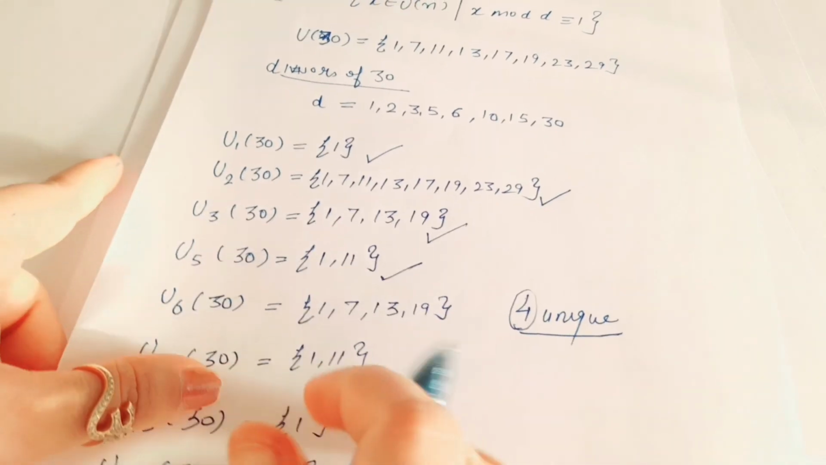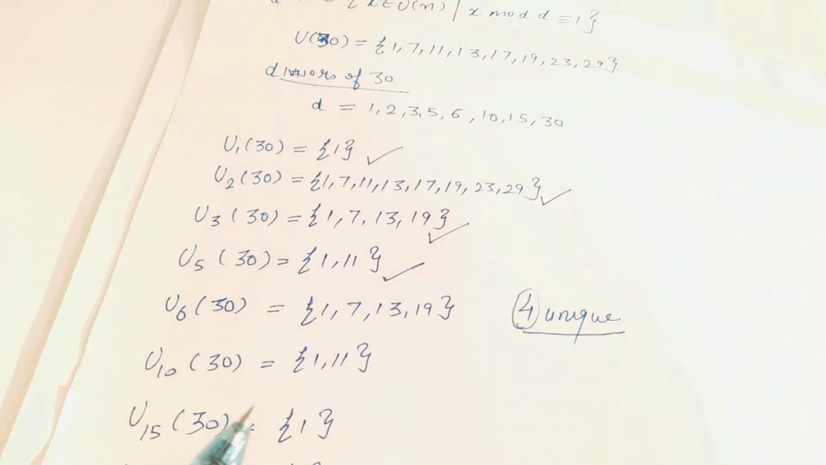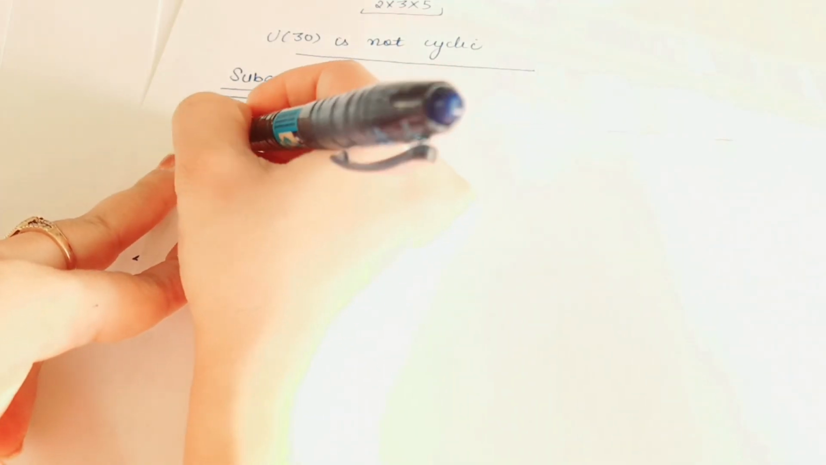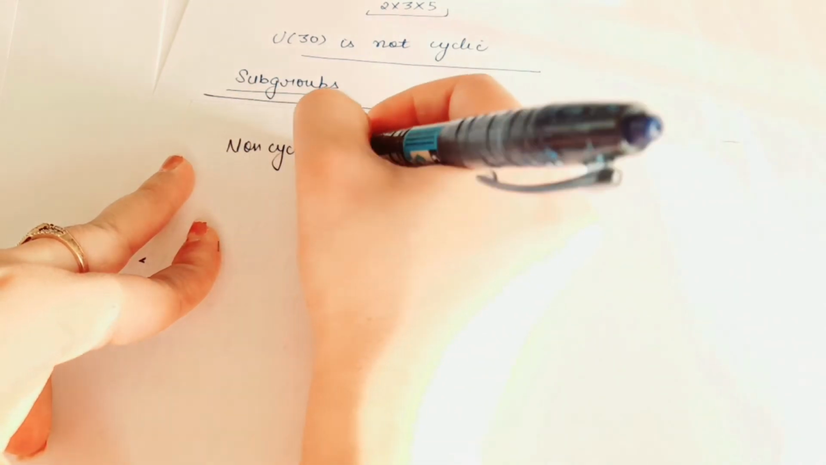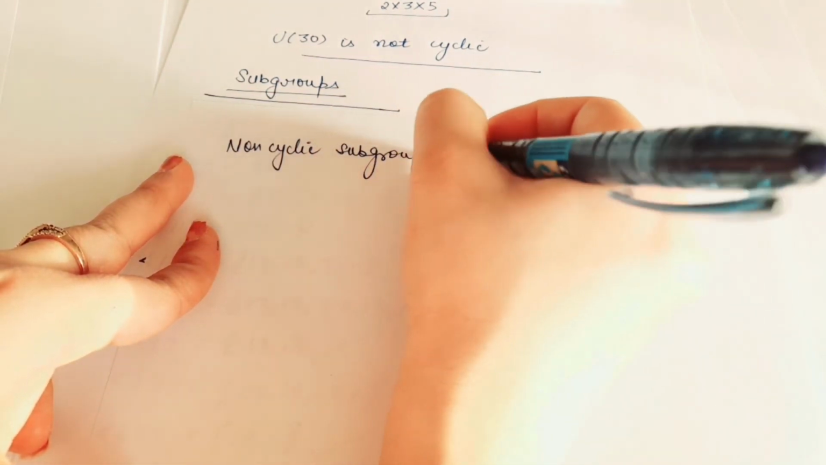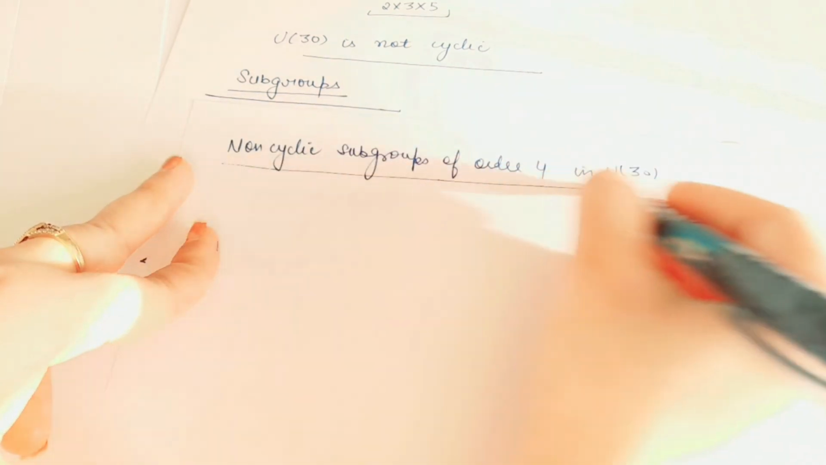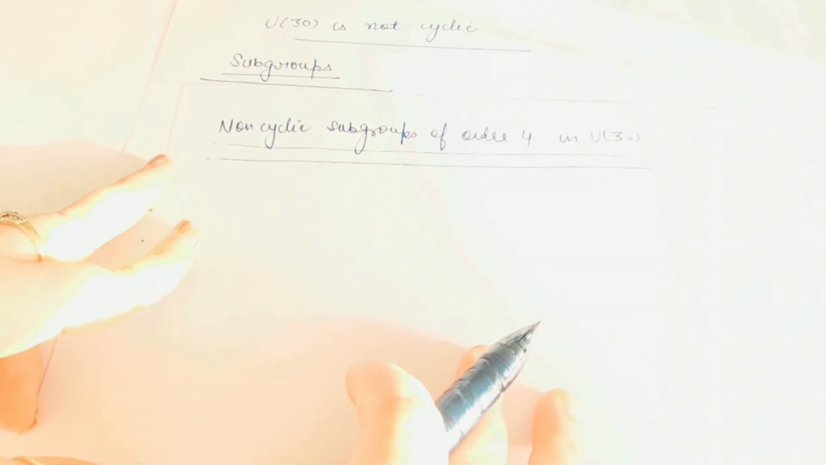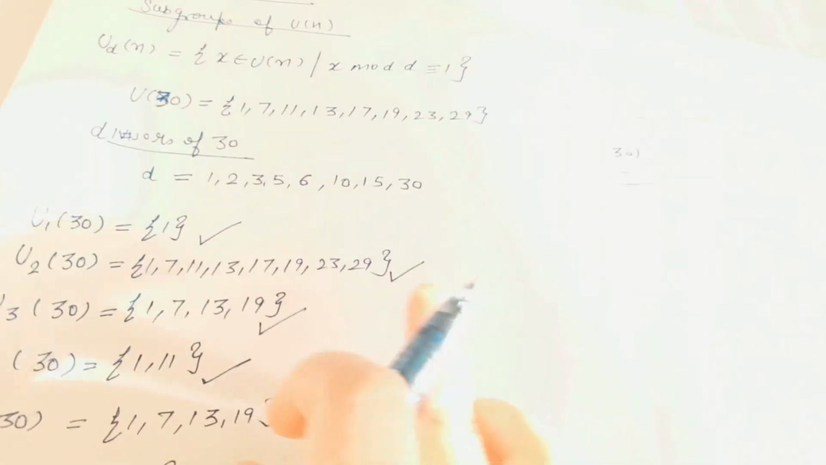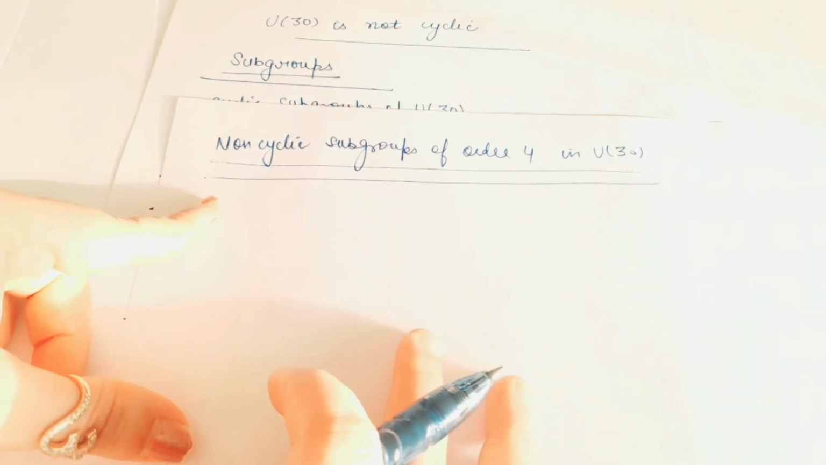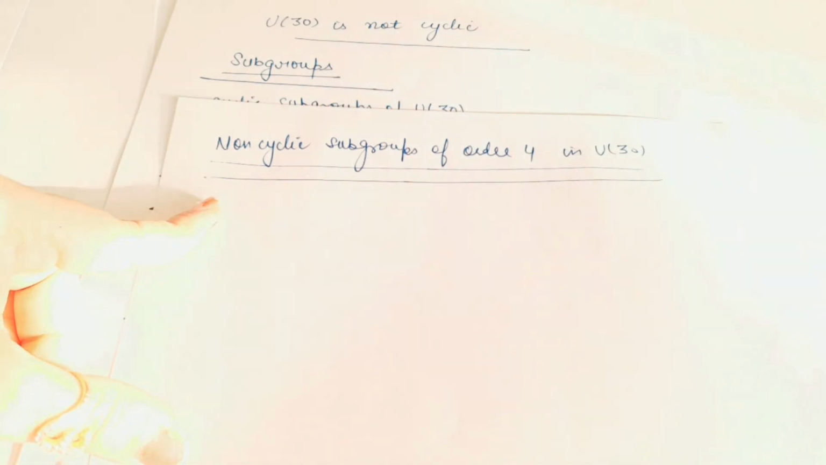And finally, can we make any other subgroup? Yes, we can make one more subgroup. How? We can make one non-cyclic. Can we make non-cyclic subgroups of order 4 in U30? So for U30 we got cyclic subgroups, and these subgroups also. These are 2 improper subgroups. Now we will check, can we have a non-cyclic subgroup of order 4 in U30?